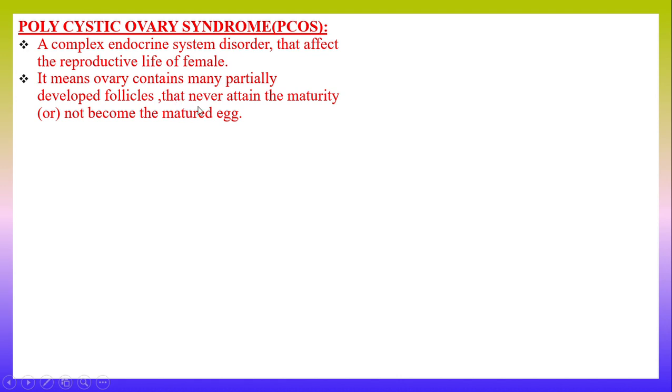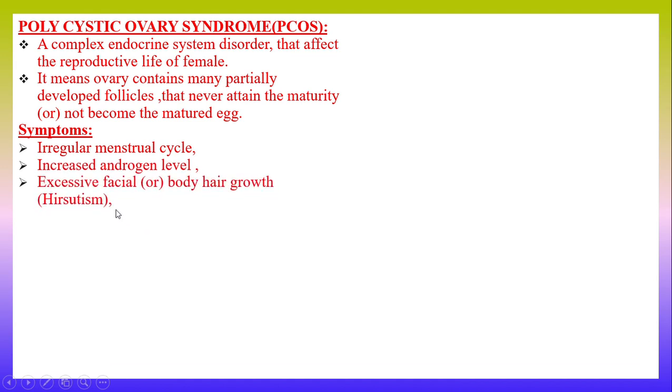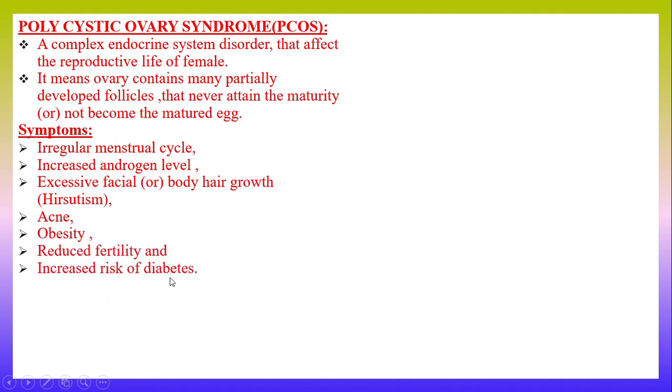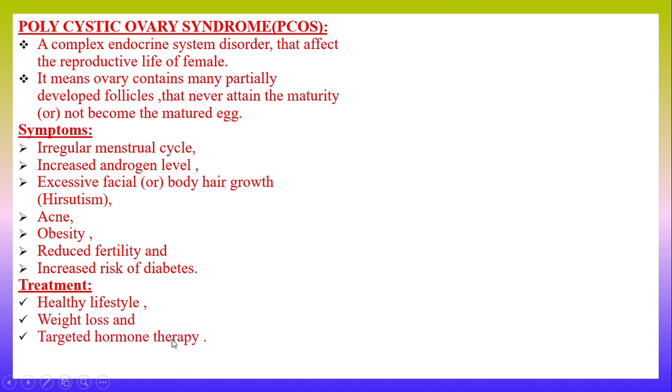It means many partially developed follicles in the ovarian stroma, so the symptoms are irregular menstrual cycle, increased androgen level, excessive facial and body hair growth, that is called hirsutism, neck obesity, reduced fertility, and also increased risk of diabetes. These things were already discussed in the past video. The treatment is a healthy lifestyle, weight loss, and also targeted hormonal therapy. Because it is an endocrine disorder, you have to get hormonal therapy.